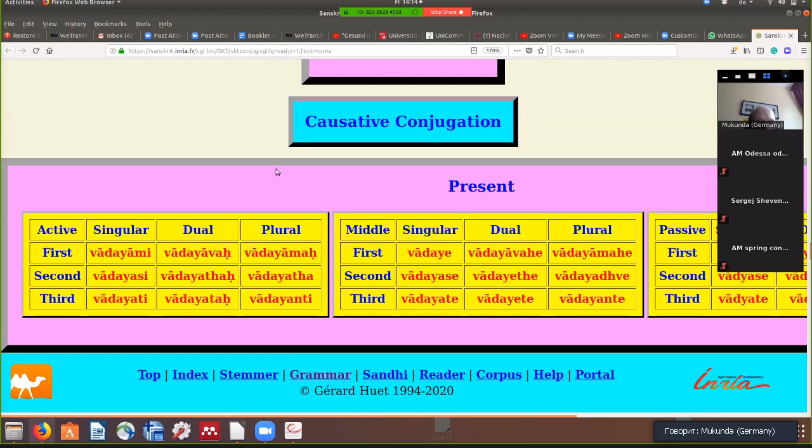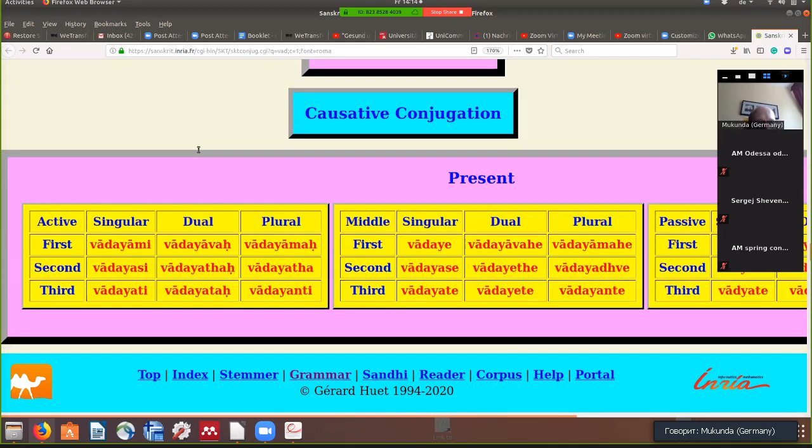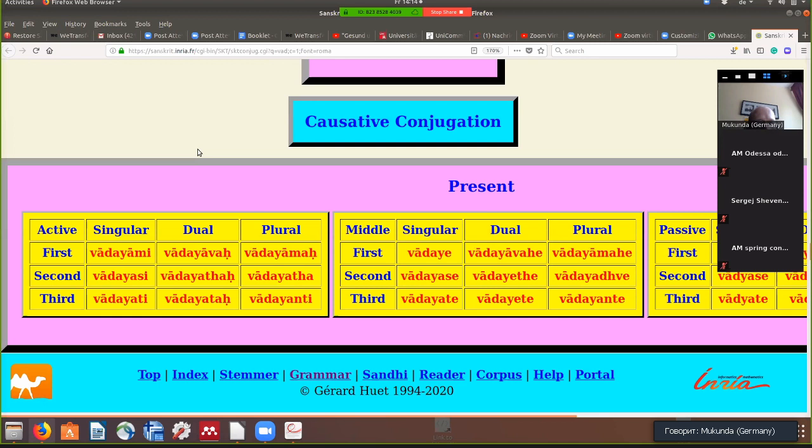And then you have one causative conjugation, which you can make from every verb, which means you don't speak yourself, but you cause somebody else to say something.